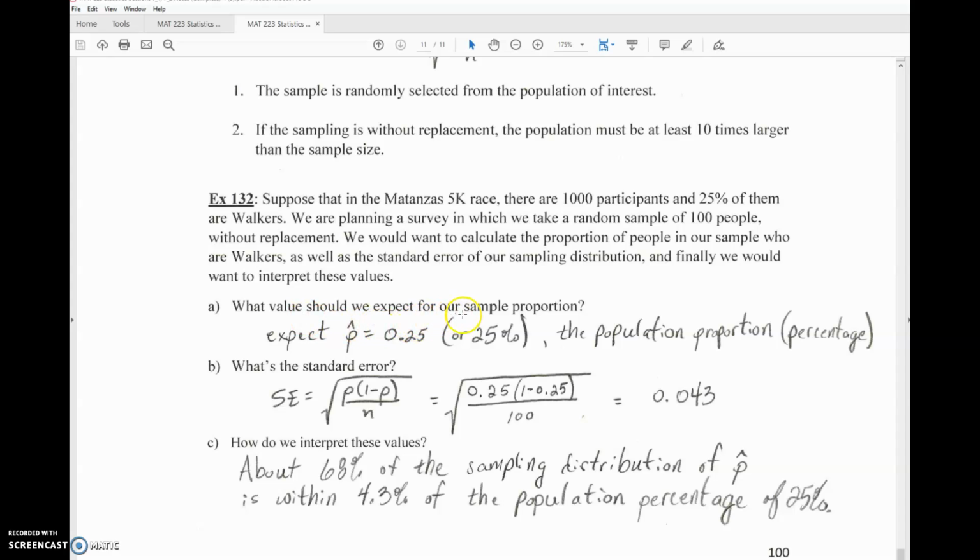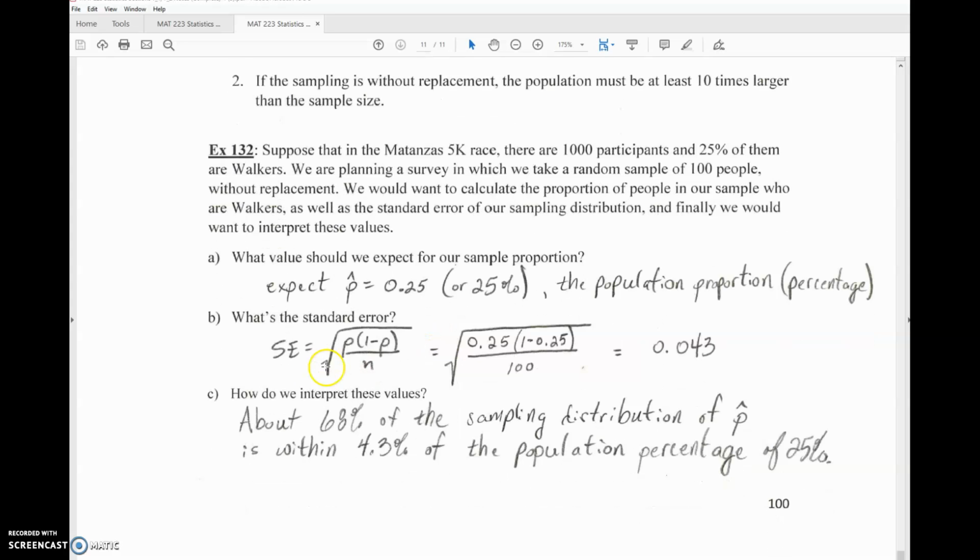So what value should we expect for our sample proportion? Because the true population p is the center of our sampling distribution, we should expect that p hat is going to be 0.25 or 25%. Now will we get exactly 25%? Once in a while, but not always. It's going to be around that 25%. You saw that in the graph in the last simulation.